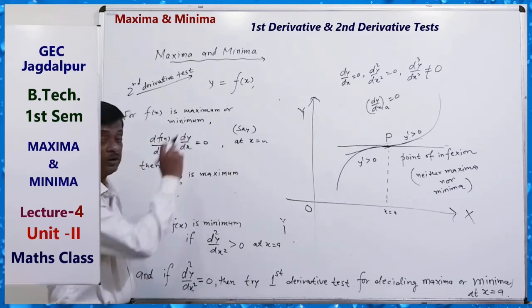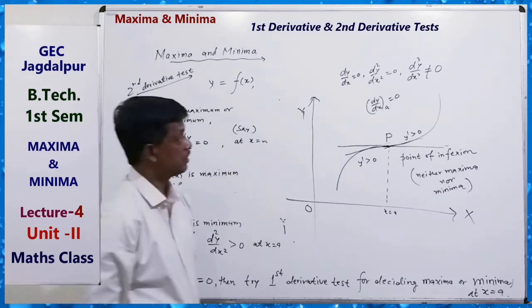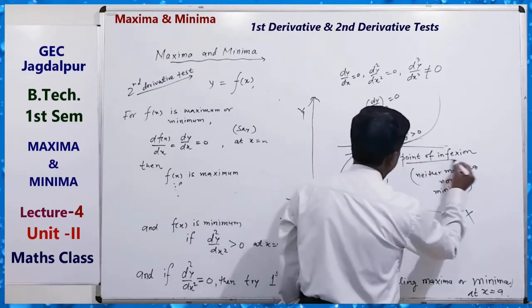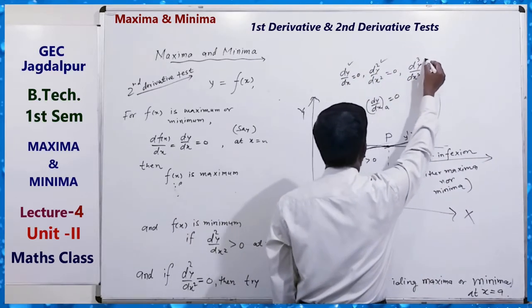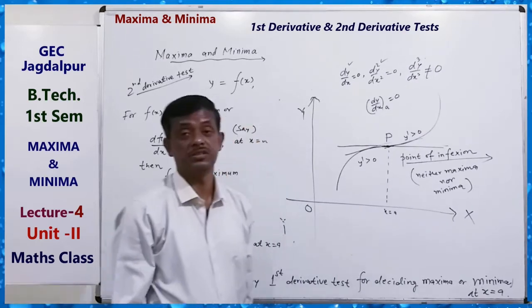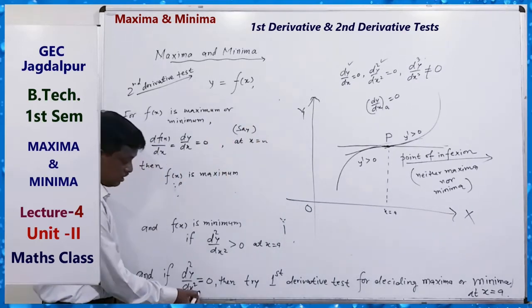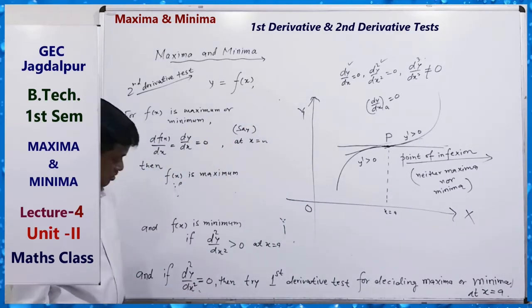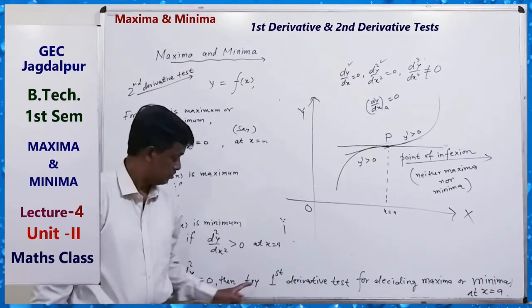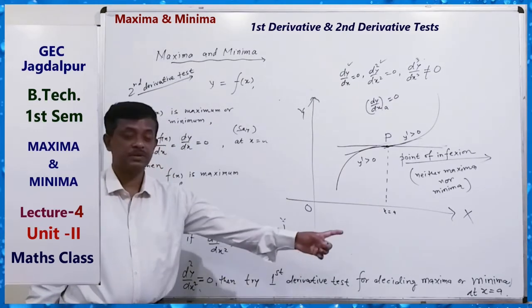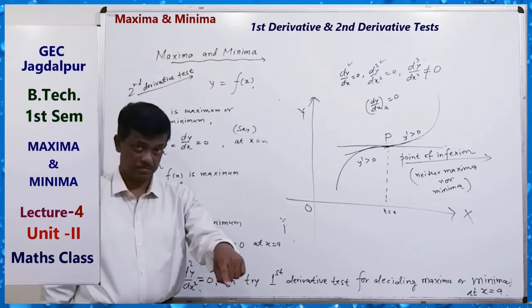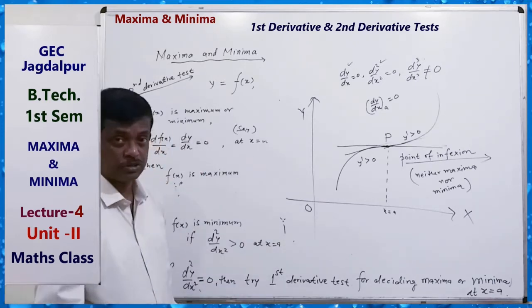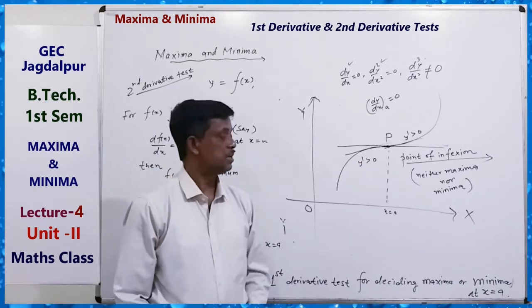This is for point of inflection. Okay. For point of inflection, what is the condition? First derivative 0, second derivative 0, and third derivative is not 0. After getting second derivative 0, just try the first derivative test. If no decision is there, then just find the third derivative. And if the third derivative is not equal to 0, that is neither maxima nor minima.